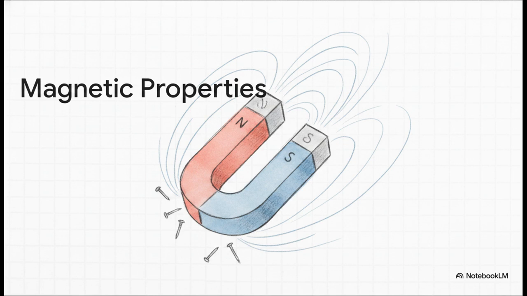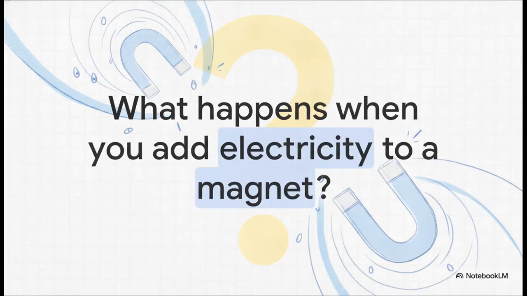But the really fascinating part is the magnetic field itself. This is a totally invisible area of force around the magnet. The field lines always flow from north to south, and the closer those lines are to each other, the stronger the magnetic force is at that specific spot. But here is where physics gets really fun. We know about electricity flowing through wires, and we know about magnetic fields. What happens if we combine the flowing electricity we just learned about with these magnetic fields?